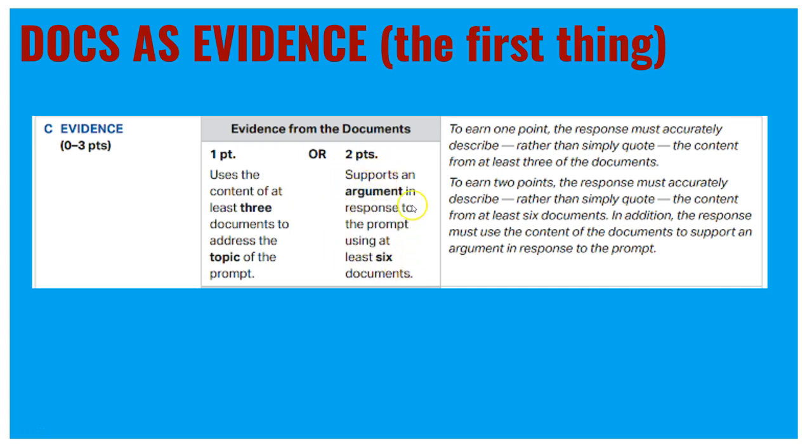To score 2 points, you have to do this successfully with 6 documents. But the key part here is that you are not just quoting documents, but you use the documents to support an argument in response to the prompt. That's the key to get the 2 points. It's nice that they give you a point if you're using the documents, but maybe not that well. They'll give you 1 point there. All right, so that's what the rubric says.